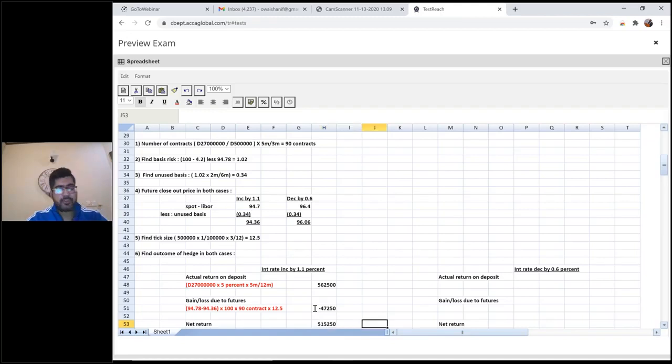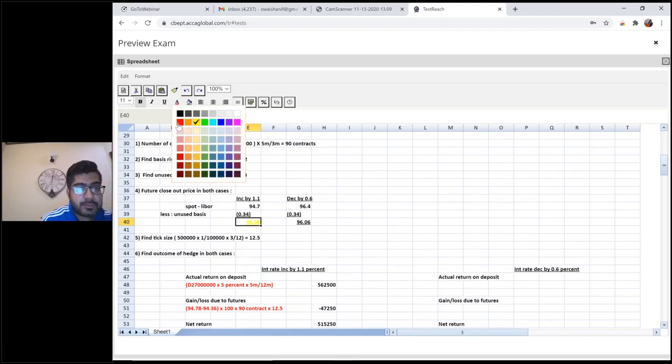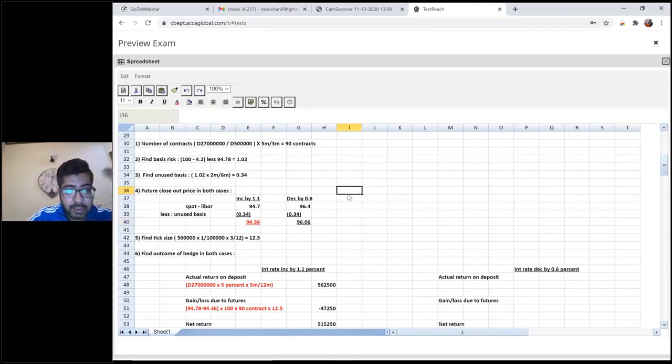I'm repeating. Actual return on deposit is easy: 27 million into rate of interest, which became 5.3, since I deposited 30 basis points less, into time period. Gain or loss due to futures is the difference between futures price 94.78 and the closeout price already calculated, 94.36. I just made it red. The difference between futures price and futures close price into spot into contracts into tick. Buy now, sell later is the strategy: buy at 94.78, sell at 94.36. Loss. Buy higher, sell lower. Loss, and loss reduces return.